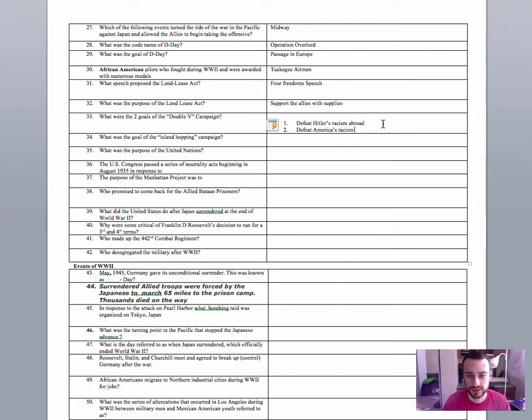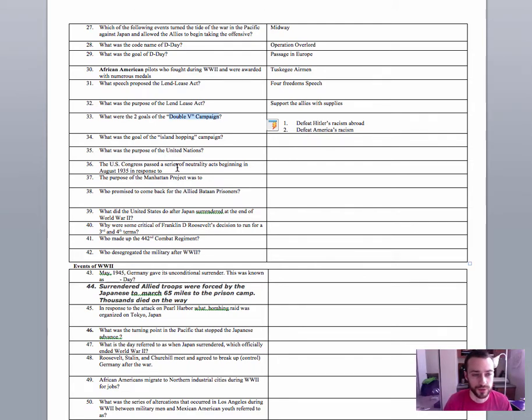So remember the Double V campaign. This is an African American campaign during World War II. Two goals were to defeat racism in the world, or defeat particularly Hitler's racism, and then defeat America's racism. Now, there's a question on the test that says just Hitler. Now, that's not the goal of this necessarily. They want to defeat Hitler, but it's particular to racism.